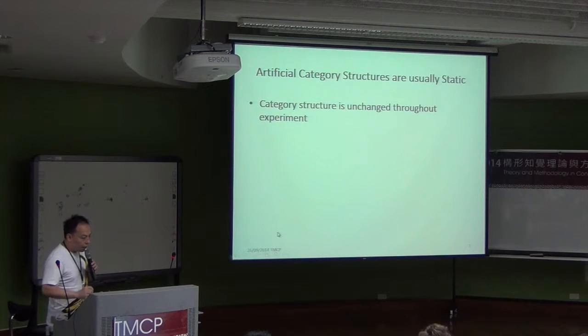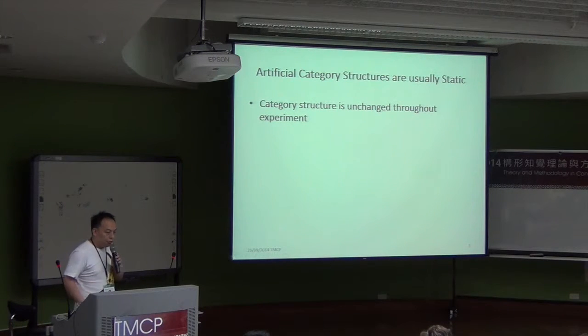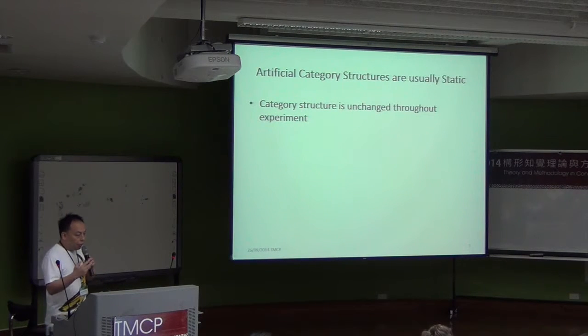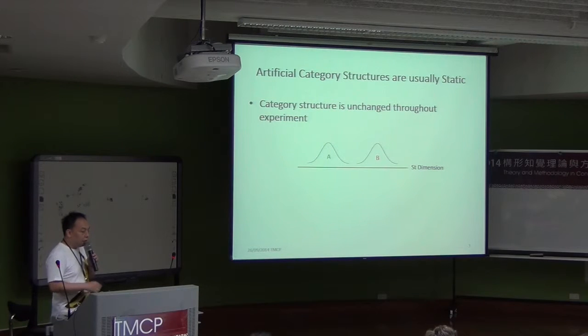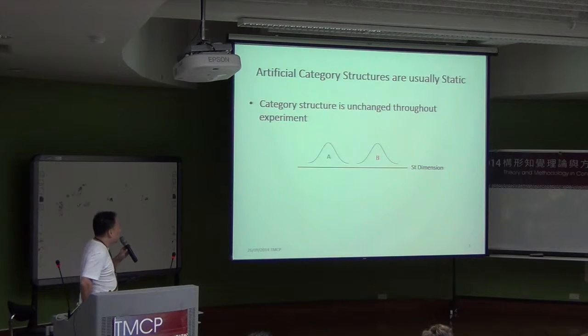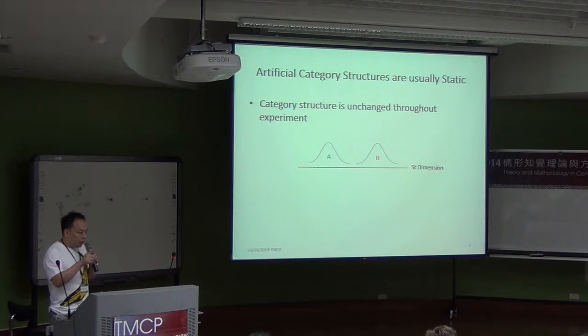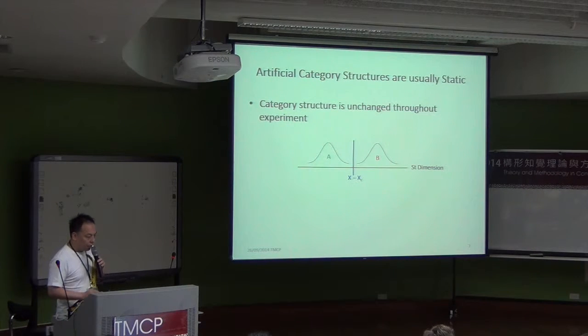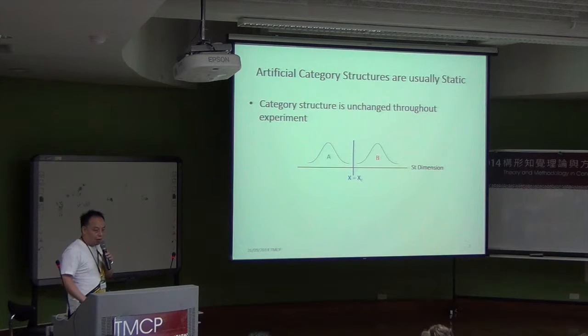Okay, let's quickly refresh your memory about how people run artificial category learning. Normally, the category structure is unchanged throughout the whole experiment. For example, if we have a one-dimensional category structure, the experimenter defines two categories, let's say category A and category B, and the two category boundaries here.